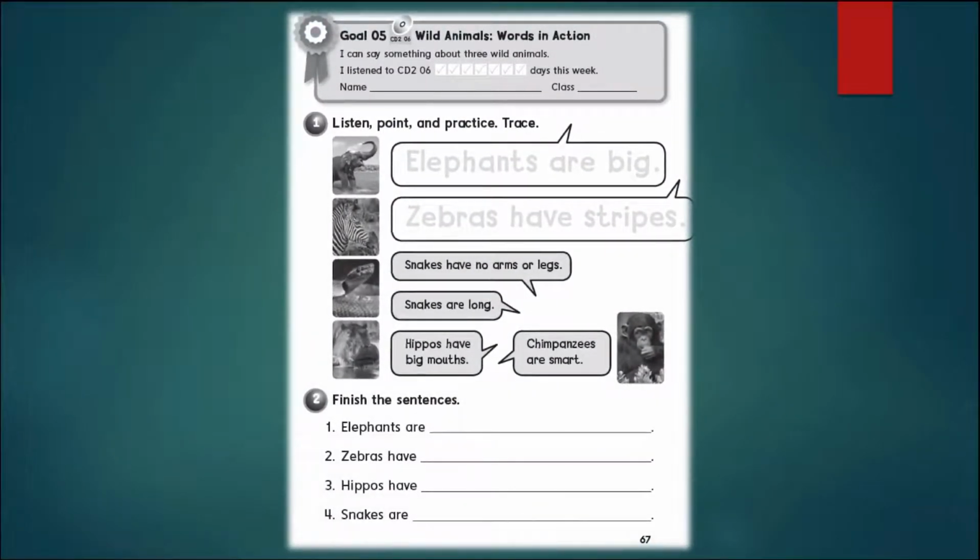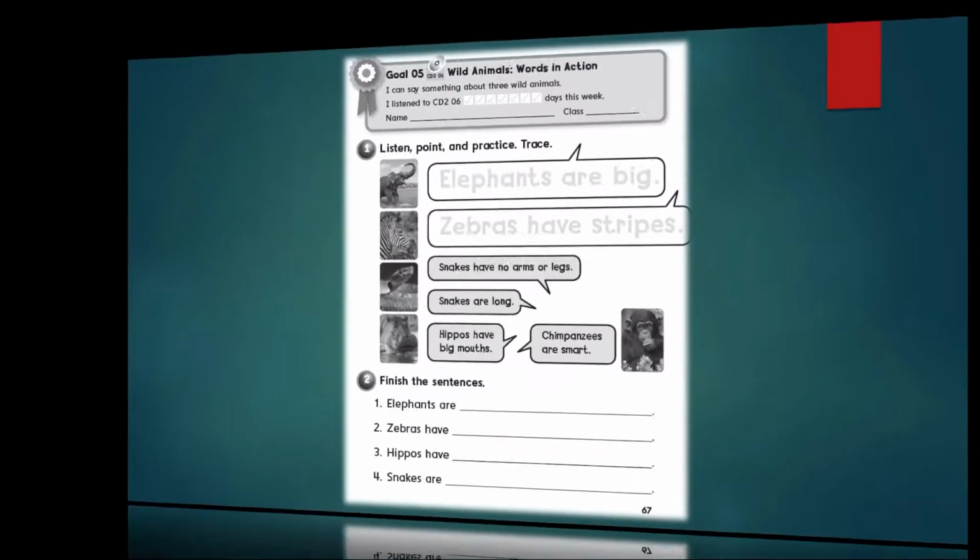So we have to do this homework guys, which is page 67. We have to trace these two sentences and answer question number 2. We're going to answer by saying elephants are what? Elephants are big. Zebras have what? They have stripes. Hippos have, you remember hippos have, yes, that's right, a big mouth. And the last one is snakes are, we're going to say snakes are long.